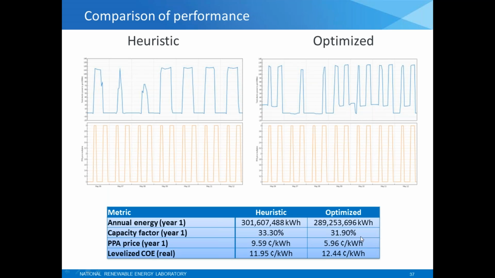Well, it turns out if you were to run the heuristic, you'd get this answer. If you run the optimized, you get a really substantially lower PPA price. So this means you would be, under these conditions, competitive with this technology in a market at 6 cents a kilowatt hour, whereas in other cases you would not even be close. So this is really an important capability, and it's something that people should be aware of.